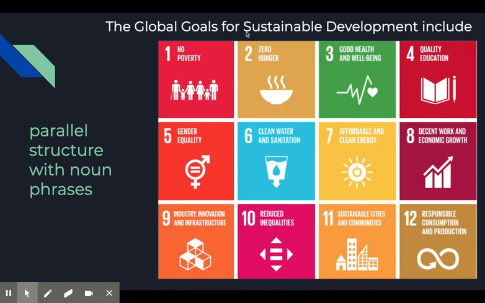So this would go: the global goals for sustainable development include no poverty, zero hunger, good health and well-being, quality education, etc. Right? Those all sound really good together because they all follow the same pattern.